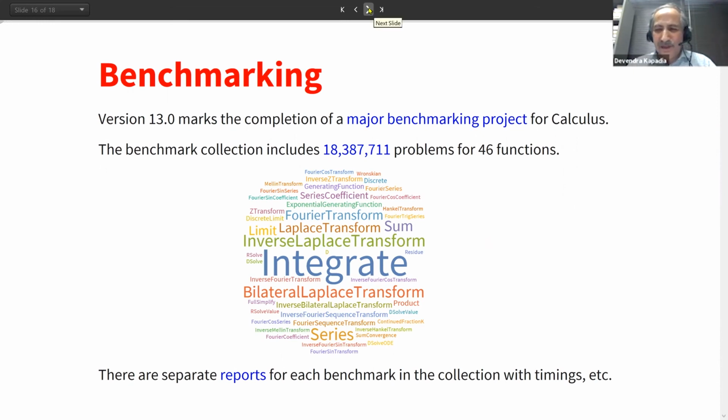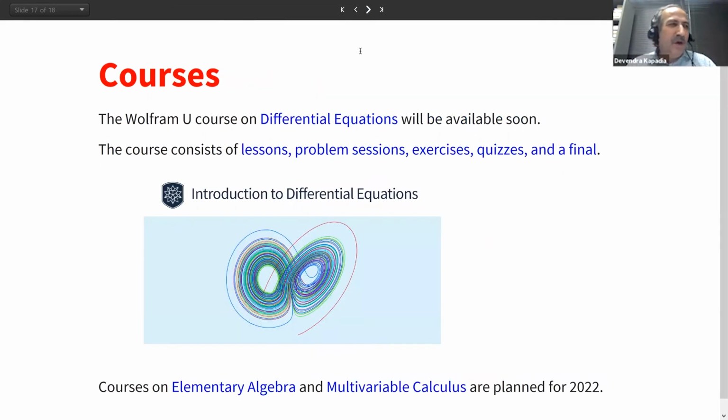And one last thing. The last point is that we always try and do one new course every release or so. And this time, we have a course on differential equations. This course has been worked on for a couple of years now. It began with Aaron Crenshaw, then Luke Titus stepped in to help out, and Luke has done a great job with this course. It's got lessons, problem sessions, exercises, quizzes, and a final. It's a beautiful course. It should be available very soon.